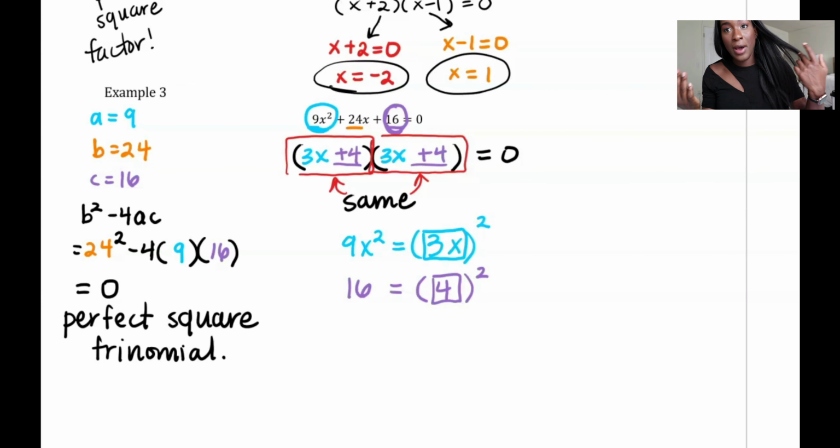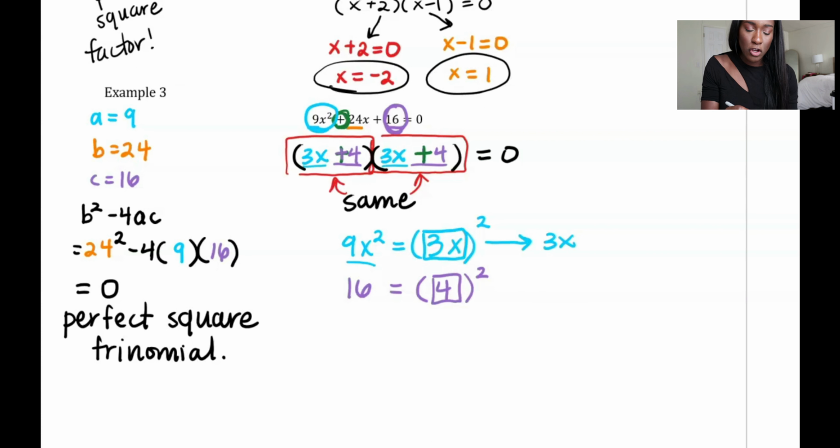You may say, well, how do I know it's not a negative 4? Look at the sign here. If this is plus in front of b, this is plus, and this is plus. They're always the same thing in those two boxes if your discriminant was 0. So just to recap, we looked at our first term, 9x squared, and we figured out that we were squaring 3x. That's what gave us our first blank.